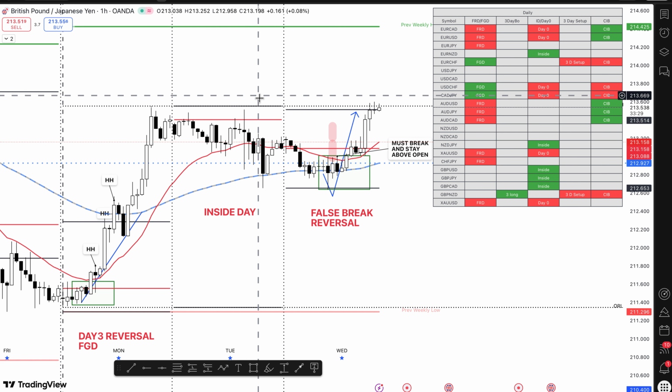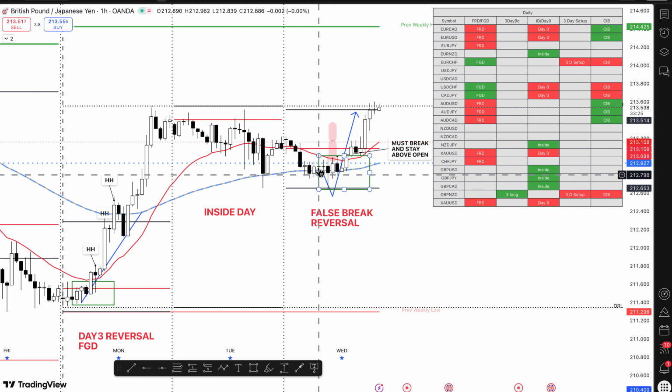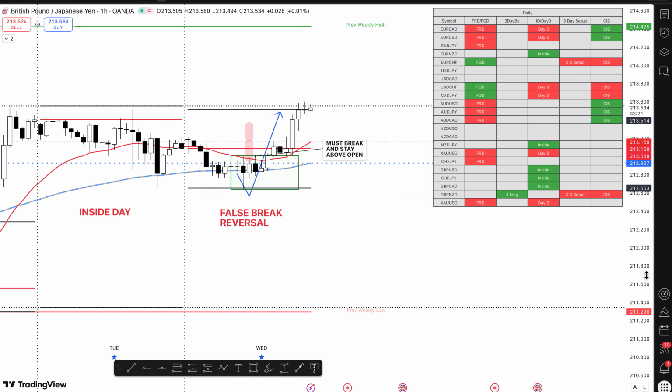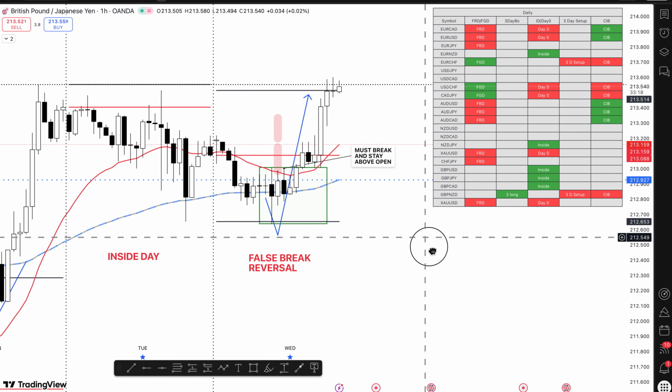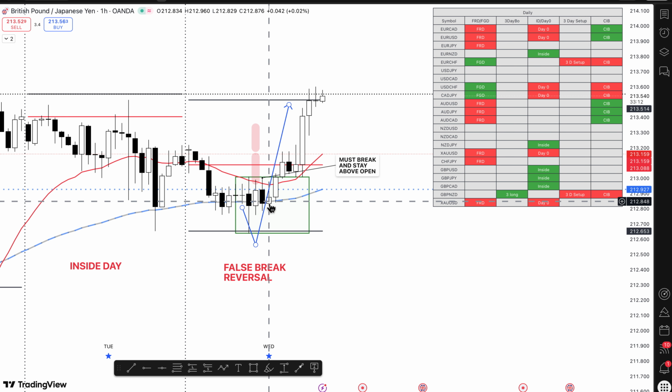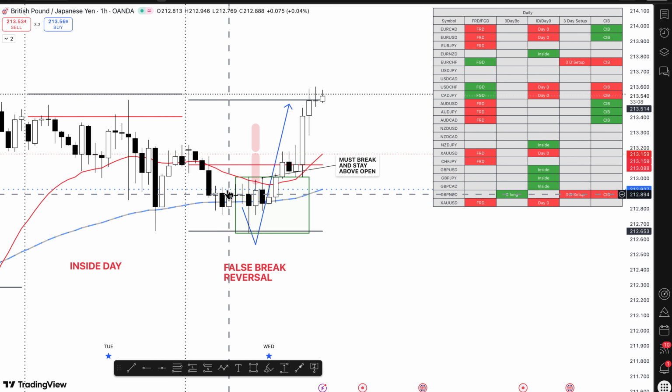The overall trend for the JPY is down, so we have a false break reversal of the inside day. Now, what did I see that made me buy? Traders have asked what I saw in the London session that made me buy. If you notice, the market is coiling.